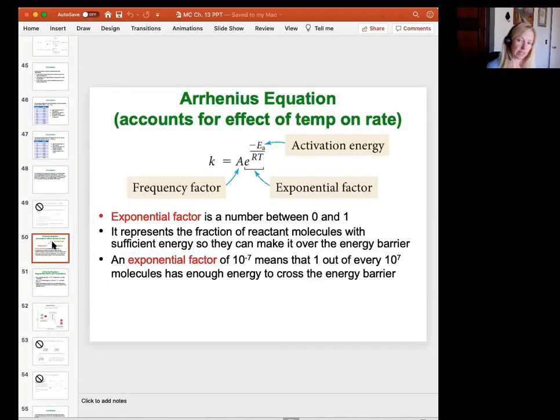It's called the Arrhenius equation, and it accounts for the effect of temperature on rate. Also, orientation is kind of couched into this frequency factor. So this is the equation here. It looks like there's a lot going on here, but there isn't. It's not too bad. All right, so k is our rate constant.